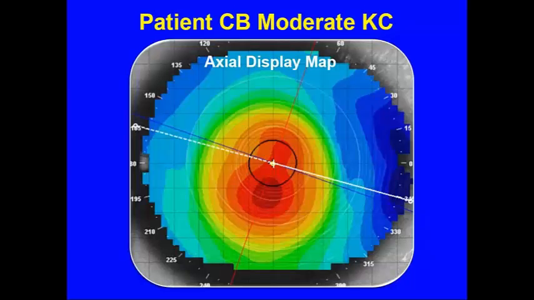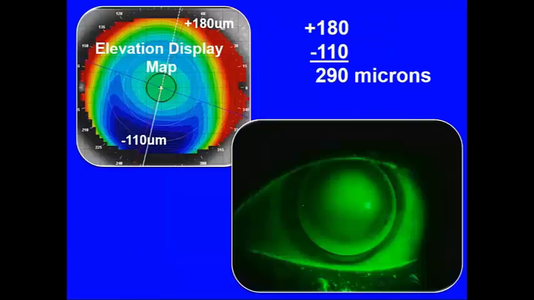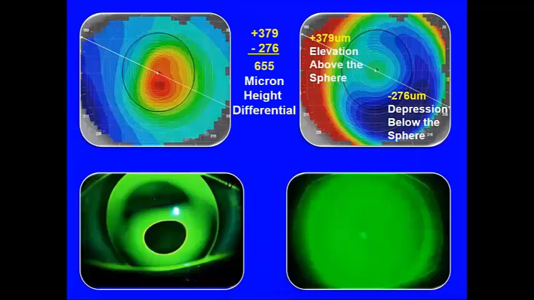Let's take a look at this example. We have a patient with an axial display map illustrating a moderate keratoconus. Now what we do is we simply go in and measure the height of the cornea along the vertical meridian, and we see that up above the cornea is elevated 180 microns above a best fit sphere. Below, it's 110 microns below, illustrating the depression. And when we add those two numbers together, it totals 290 microns. That is, there is a 290 micron height differential between the superior and inferior cornea.